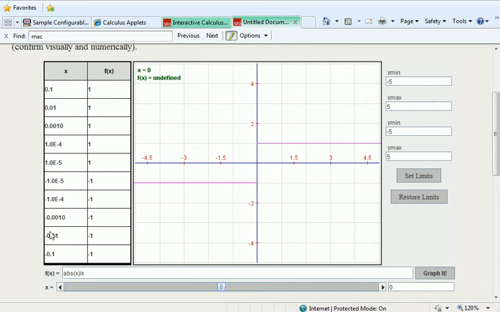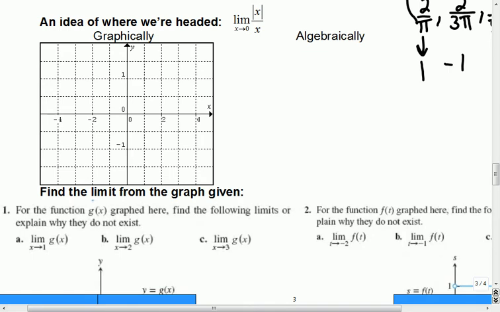On the left side, I'm at -1. On the right side, I'm at +1. Those two things are not approaching the same number, so the limit does not exist. Okay? But let's take a look at how we could do this algebraically as well.